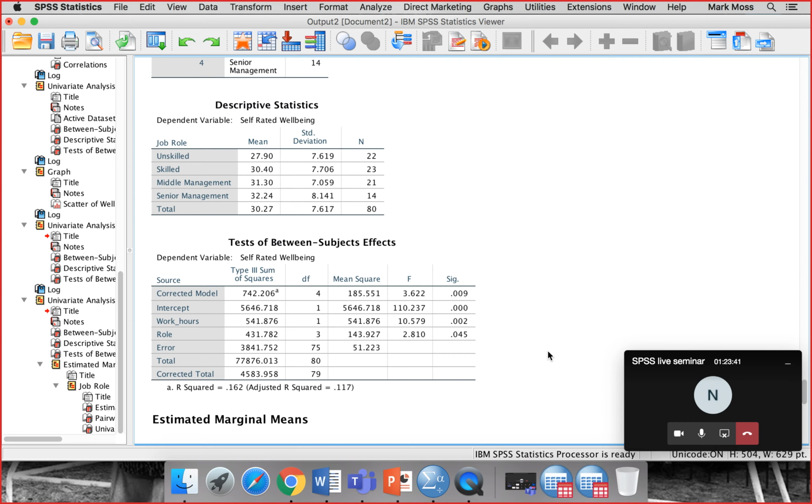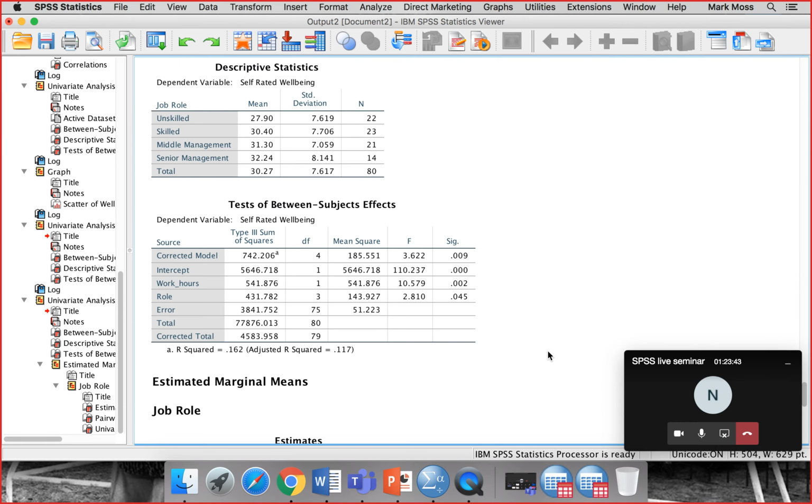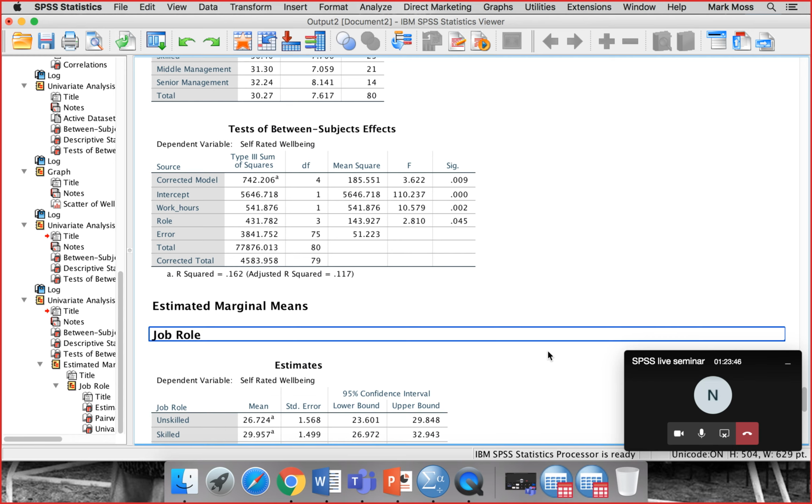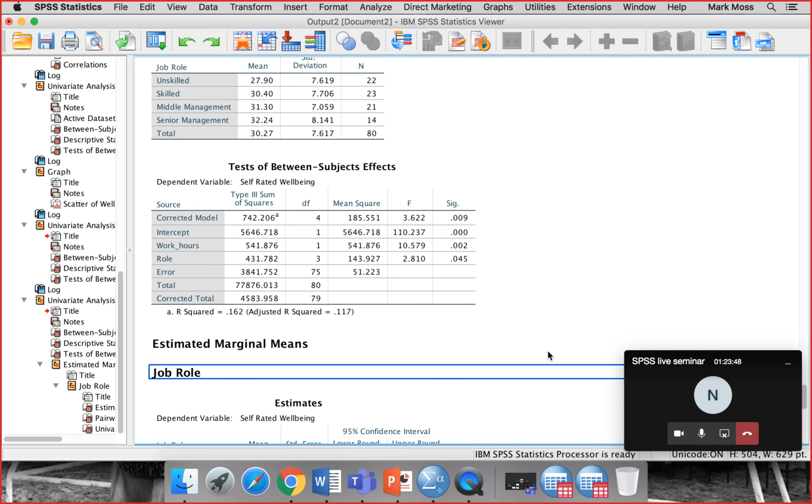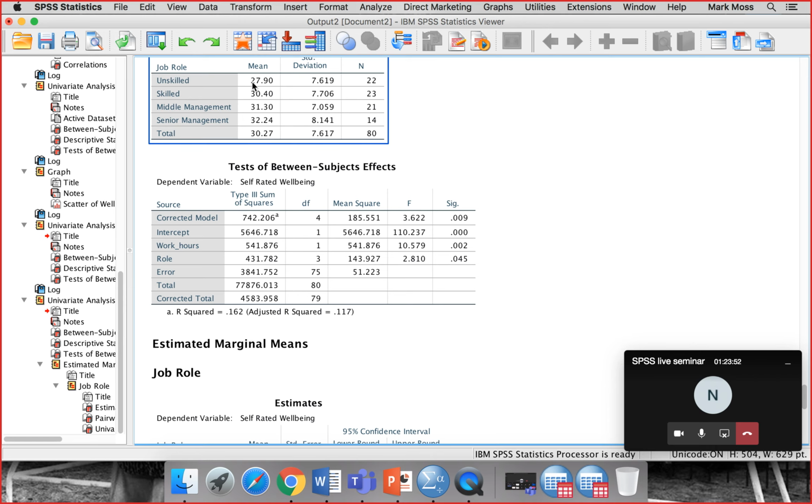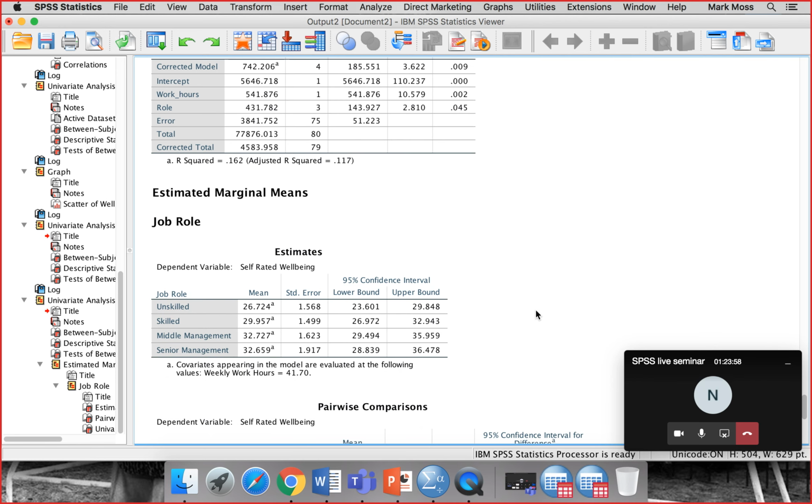One other thing happens, and that is you get a slight change to the mean values. It adjusts the mean values a little bit. So we had 27.9, 30.4, 31.3, 32.24. In the estimated marginal means, these are 26.7, 29.9, 32.7, 32.6. Why has it done this?